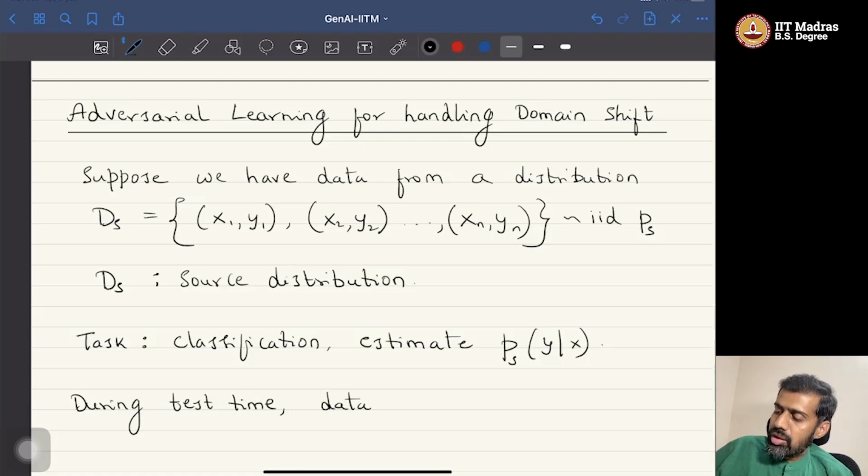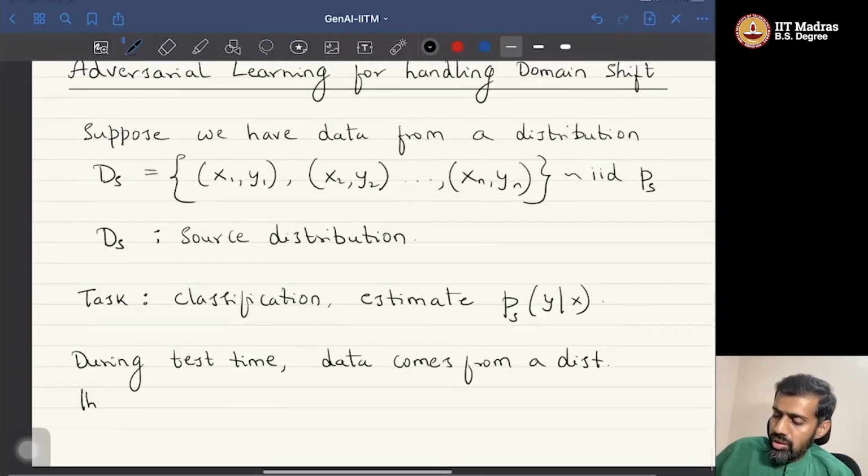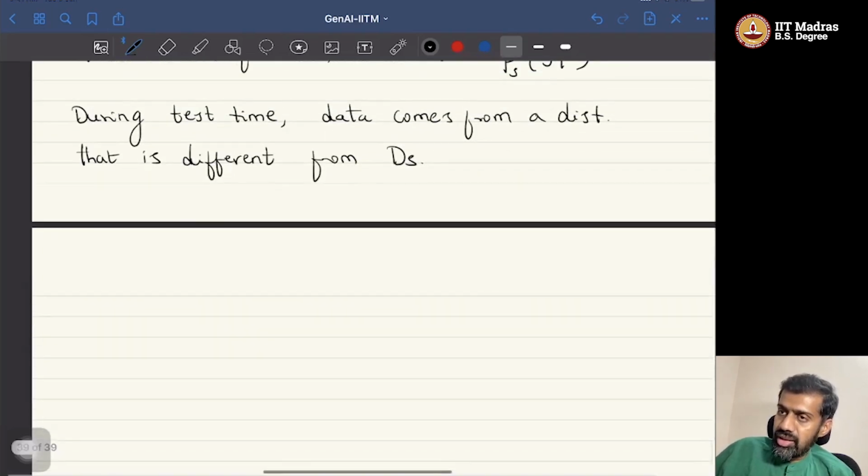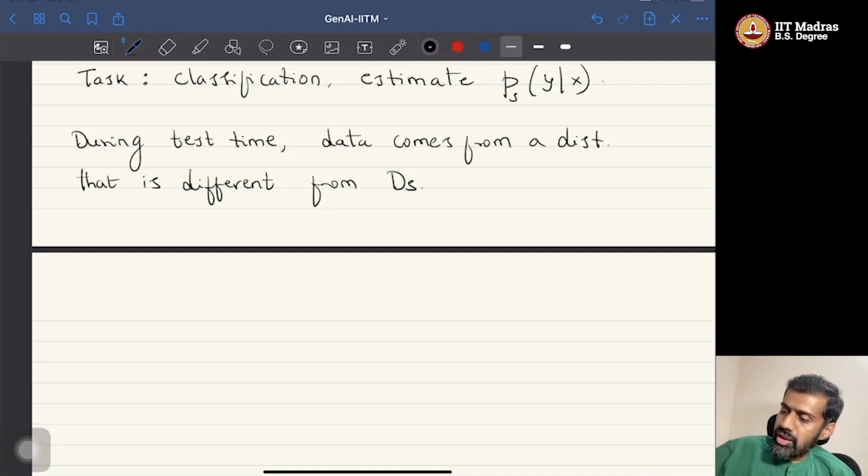So what happens is, during test time, data comes from a distribution that is different from Ds. Which means that there exists another distribution, call that Dt, which is the target distribution. Let us write it here itself. So during test time, the data comes from a distribution Dt which is different from Ds. So mathematically, the Dt that comes during test time is not the same as the source distribution.